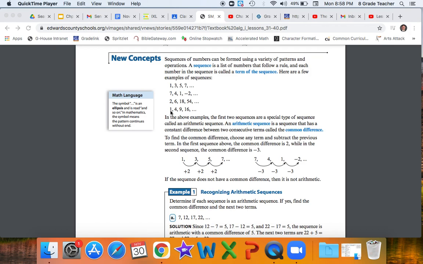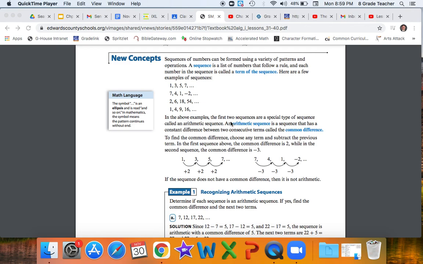Here's another one. 1, 4, 9, 16. This one goes up by 3. This one goes up by 5. This one goes up by 7. Maybe you can see that there's a subtle change that's happening each time, it's going up by those odd numbers in this sequence. The next term would be the next term in the sequence.